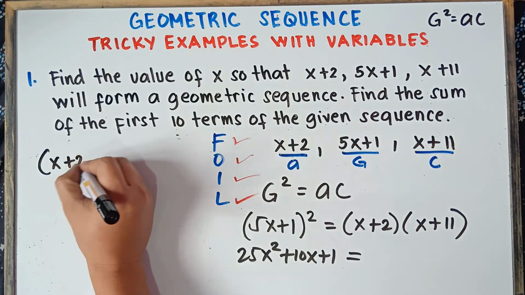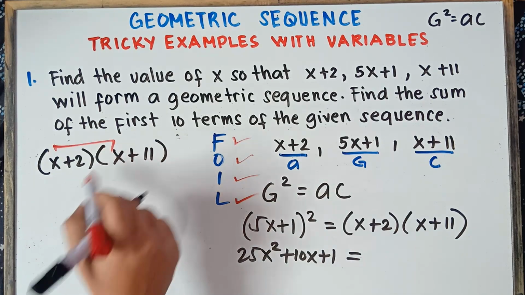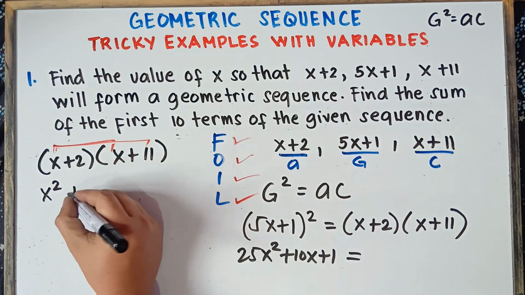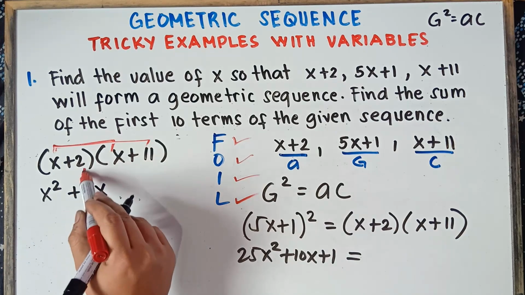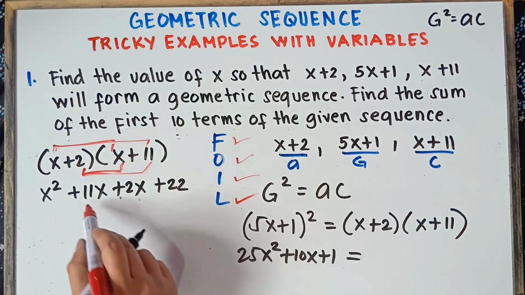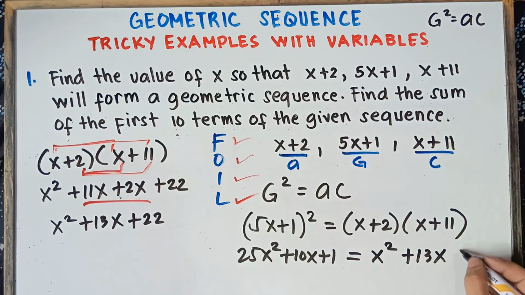So x plus 2 multiplied by x plus 11. First, x times x is x squared. Outer, x times 11 is positive 11x. Inner, 2 times x is positive 2x. Last, 2 times 11 is positive 22. Then combine like terms: 11x plus 2x, what's the answer, class? That's correct, 13x. And then copy plus 22. So this will be x squared plus 13x plus 22.